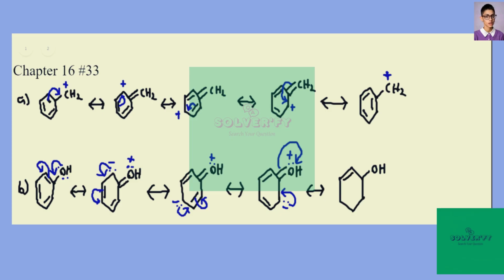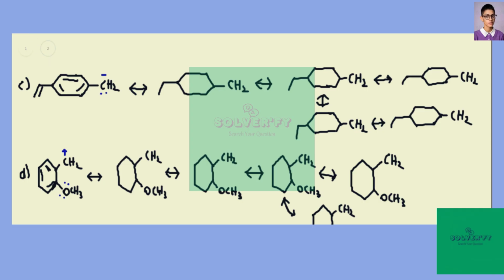And so now, just like in part A, we're back to where we started, but the double bonds in the aromatic ring have all moved around. Okay, and so that's all the resonance structures for A and B.